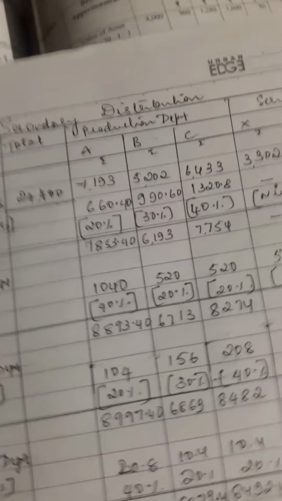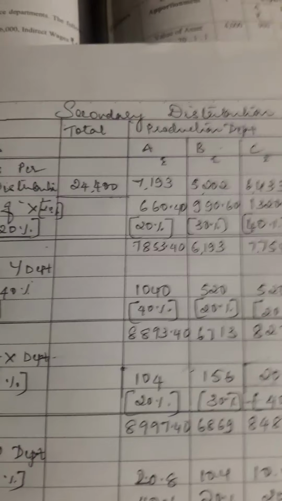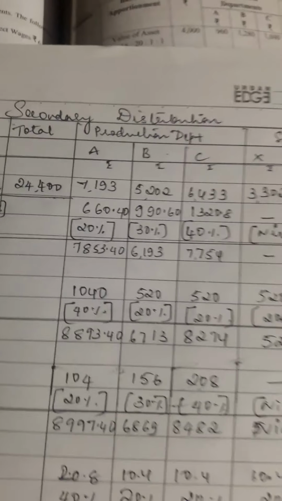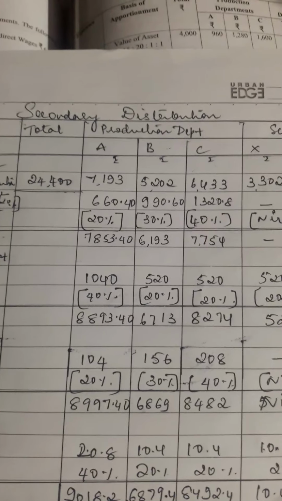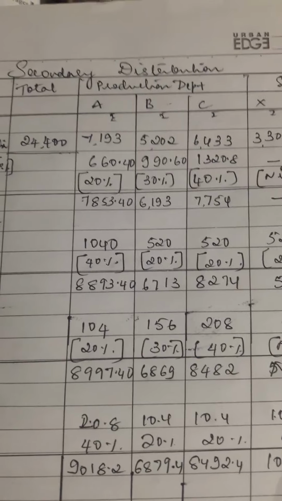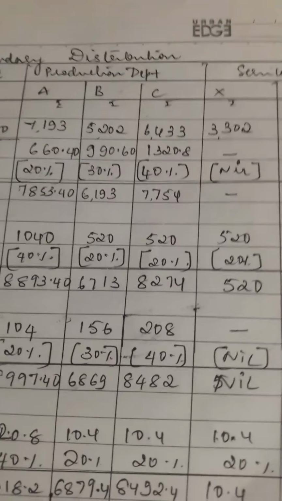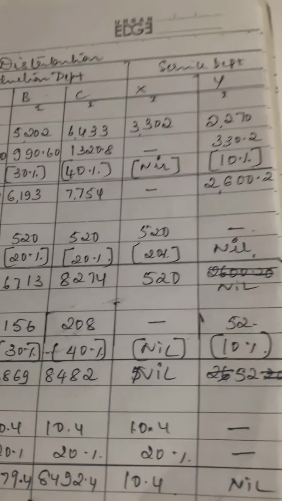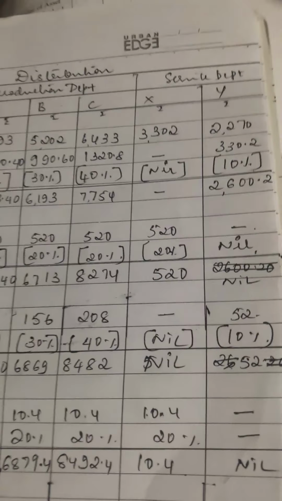Alright. Now what we have to do next is you have to add up. That is 7,193 plus 660, the total will be 7,853.40. You can avoid zeros. 5,202 plus 990.60 will be 6,193. You can avoid, I have not taken the point here. If you like, you can take it or avoid it. 6,433 plus 1,320.8 will be 7,754. 3,302 we will not take because percentage is not given, so we have not distributed. We will write nil as it is. Then Y department 2,600: 2,270 plus 330 will be 2,600.